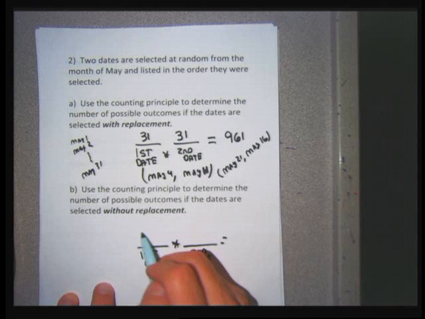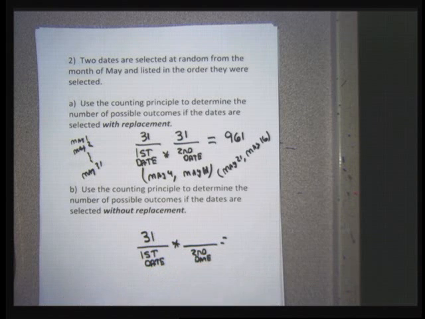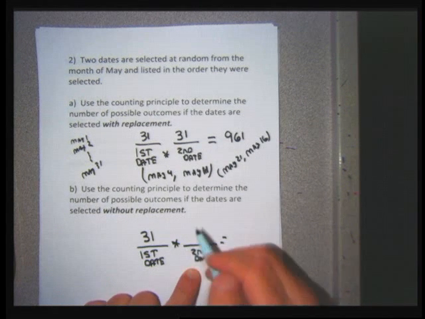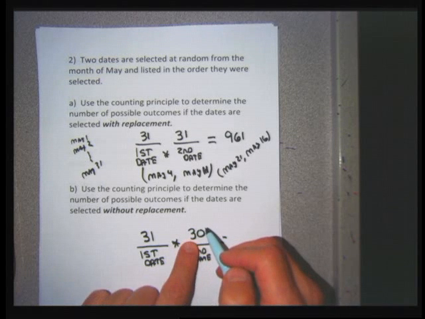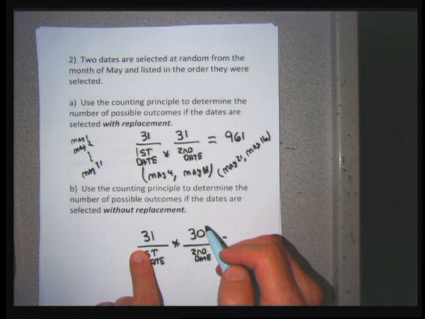For the first experiment, I can pick any one of the 31 days in May. And then when I pick a day, I'm not allowed to pick it again. So if I picked May 4th for my first day, I can't pick it again. So I need to increment down one. For the second day, there's only going to be 30 days left to pick because one of them's picked, I'm not allowed to pick it again.